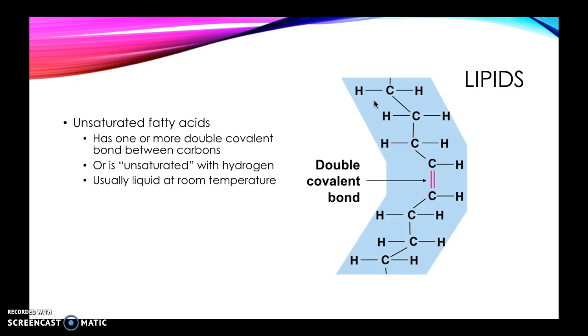In an unsaturated fatty acid, there has to be at least one double covalent bond between carbon atoms. This makes it unsaturated with hydrogen atoms, or it has the ability to accept at least 2 more hydrogens. When this double bond is present, it puts a bend in the fatty acid. Because of this, unsaturated fatty acids are usually liquid at room temperature. So instead of having 4 single covalent bonds, this carbon has 1, 2 single covalent and then one double bond here. Same thing with this one. It has 1, 2, 3, 4. So there could be another hydrogen here and another hydrogen there.